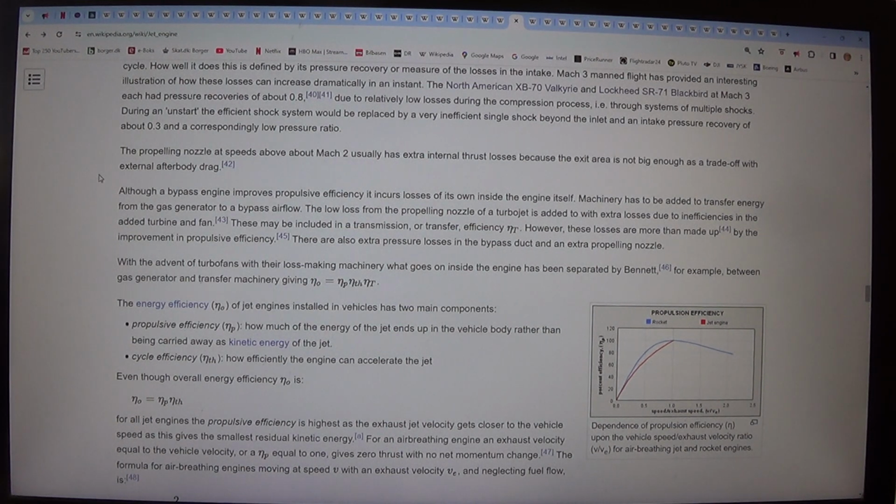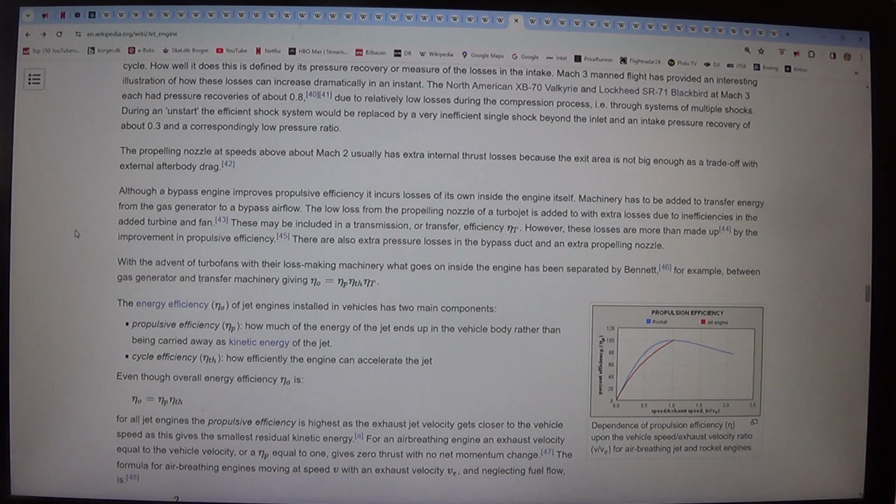The propelling nozzle at speeds above about Mach 2 usually has extra internal thrust losses because the exit area is not big enough, as a trade-off with external afterbody drag. Although a bypass engine improves propulsive efficiency, it incurs losses of its own inside the engine itself. Machinery has to be added to transfer energy from the gas generator to a bypass airflow. The low loss from the propelling nozzle of a turbojet is added to with extra losses due to inefficiencies in the added turbine and fan.